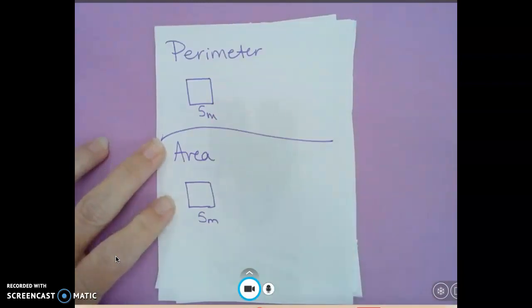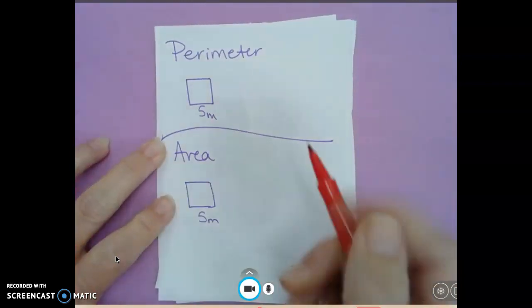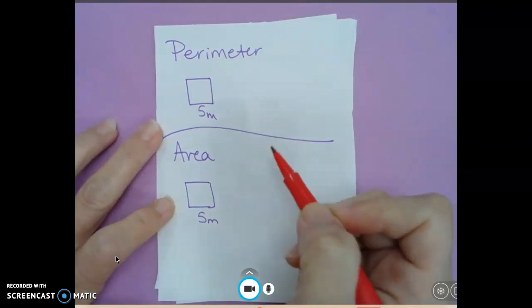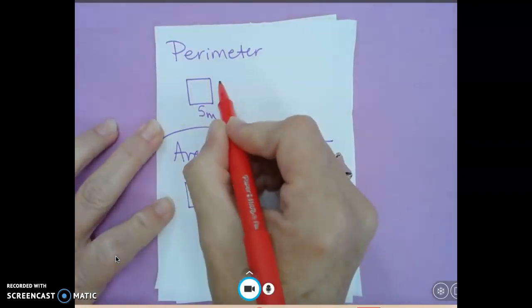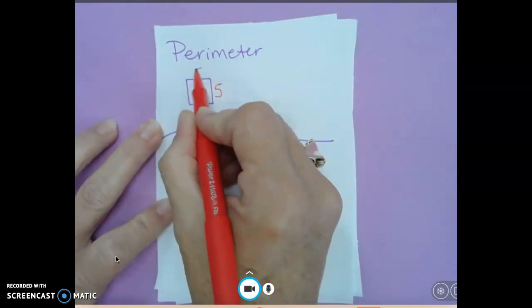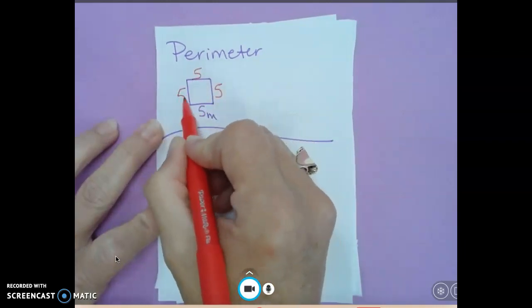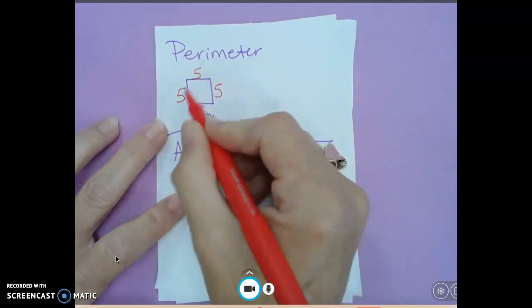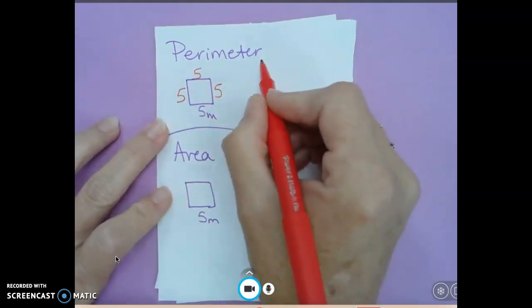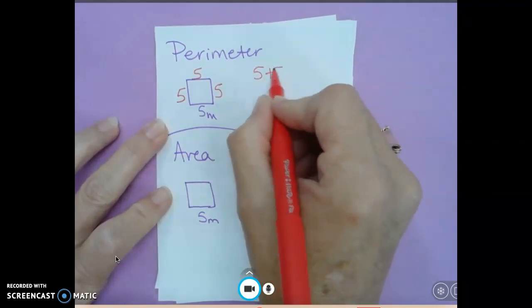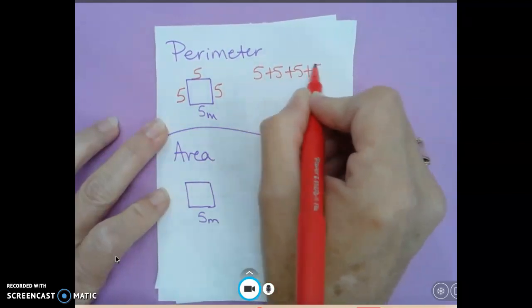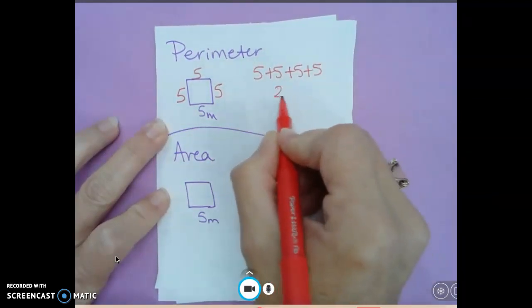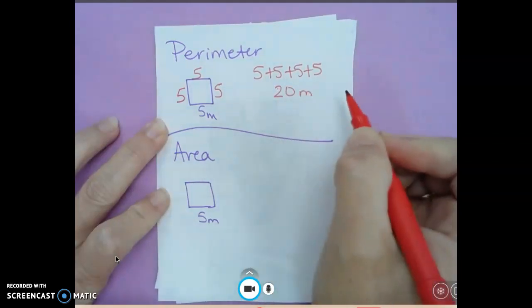We're going to start with the perimeter of a square, and we know with a square that all sides are the same. So if this piece is 5, we have 5, and then this side is 5, and this side is 5. So if all sides are 5 for perimeter, all we need to do is add up all of those 5. So 5 plus 5 plus 5 plus 5, which gives us 20. So that's going to be 20 meters.